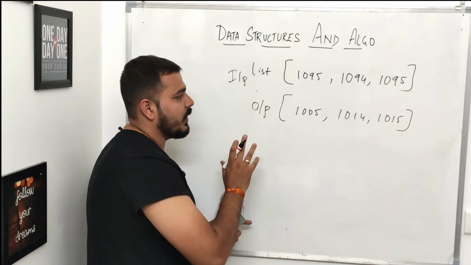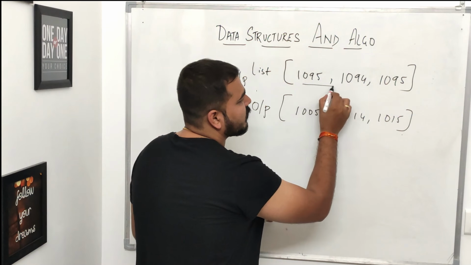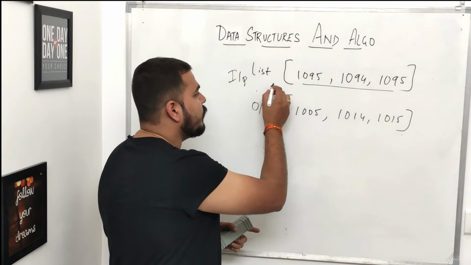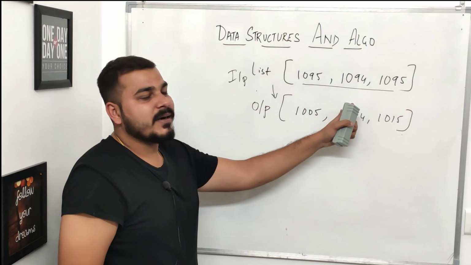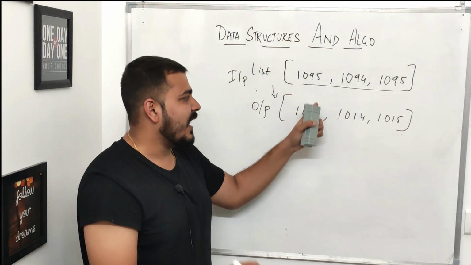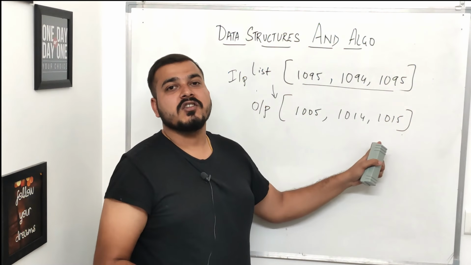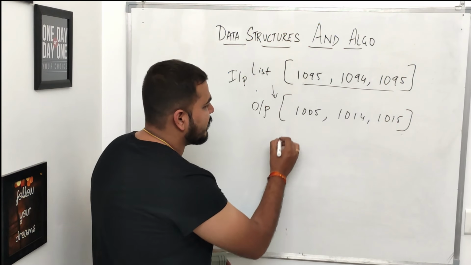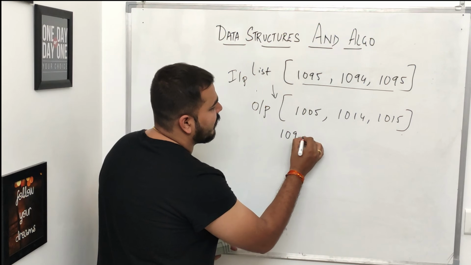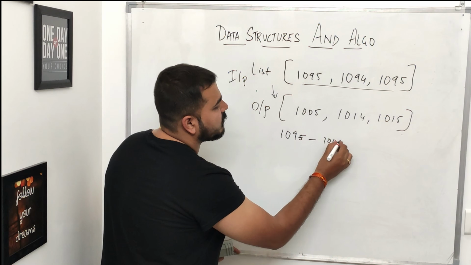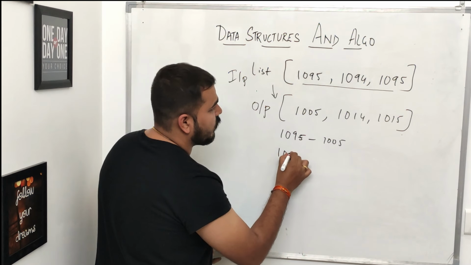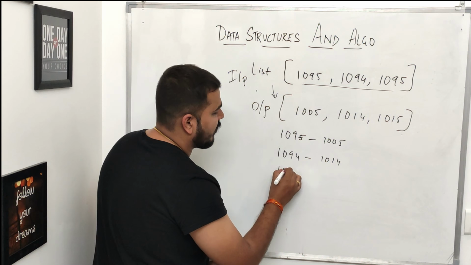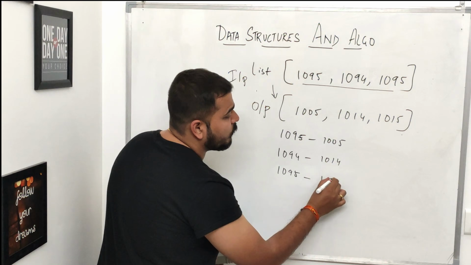Now what we are doing over here, understand, here you have been given these numbers in this particular format. Automatically the output is making sure that all these numbers, by changing one value, are in sorted order, or in ascending order. So here you can see this 1095 is getting converted to 1005, 1094 is getting converted to 1014, and this 1095 is again getting converted to 1015.